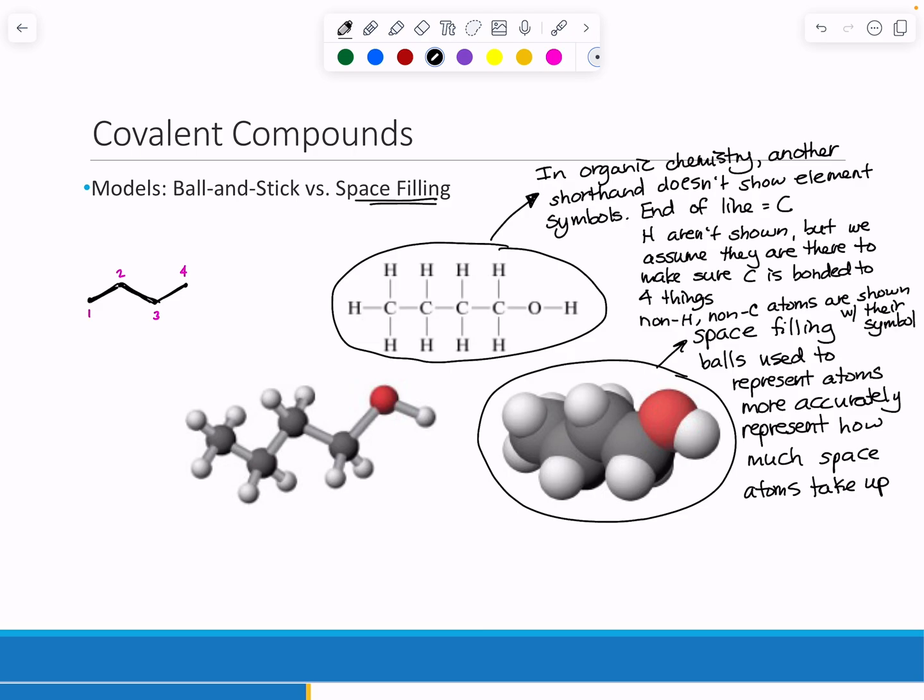Okay? So what that means is we would put OH on the end here, okay? And anything that's bonded to that non-carbon atom would be shown. So the hydrogen is shown there. And again, we assume that carbon's going to be bonded to 4 things. So if I look at carbon number 1 here, it's bonded to 1 other carbon atom. So therefore, it must be bonded to 3 hydrogen atoms, okay?